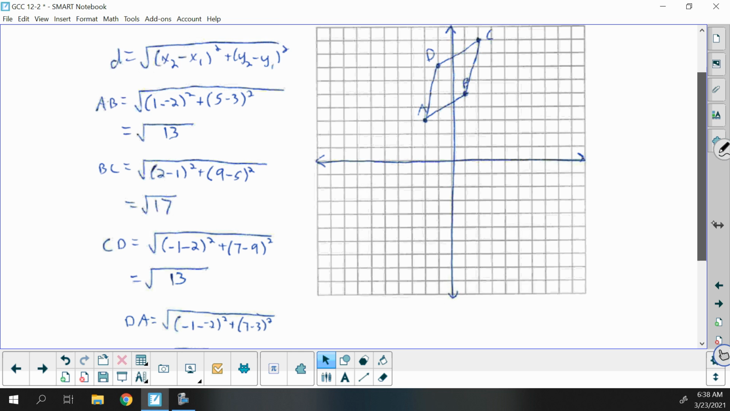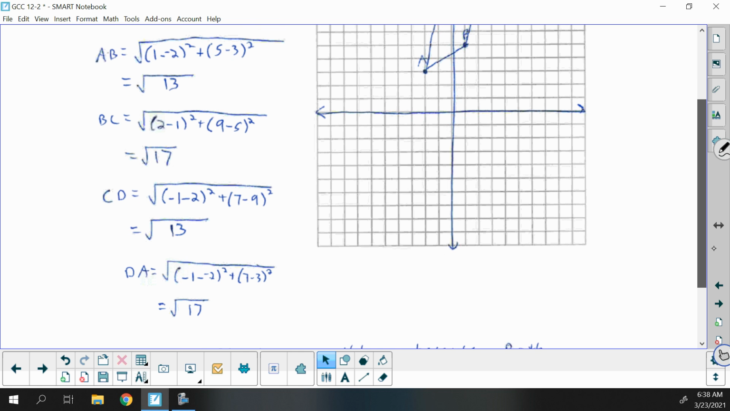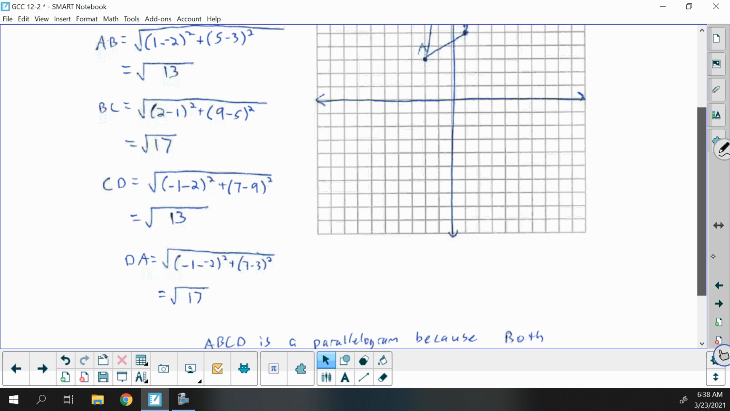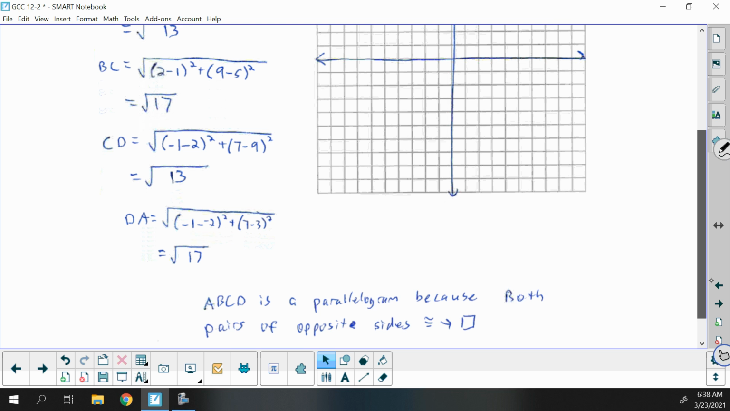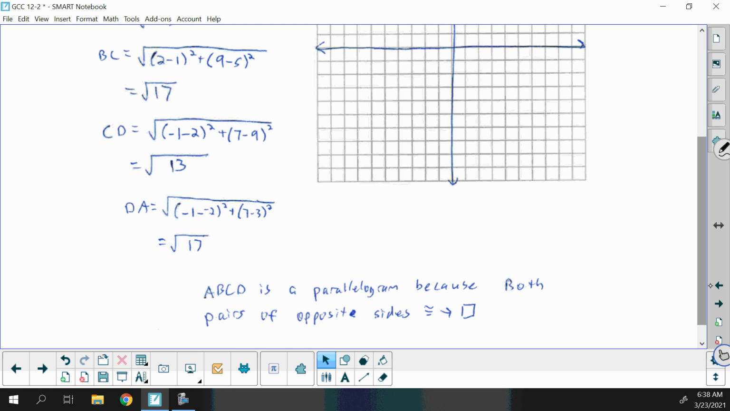So you have your 4 distances there of the sides. We do have 2 sets of opposite sides that are congruent, so we can then say ABCD is a parallelogram because both pairs of opposite sides congruent implies parallelogram. So plot the points, write the formula, do your calculations, make a summary statement that tells what you found and why you know it's true.